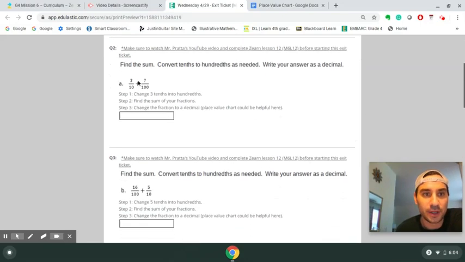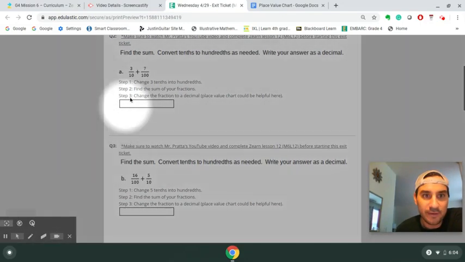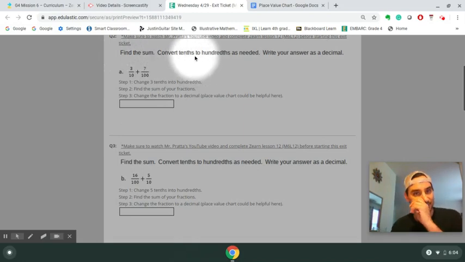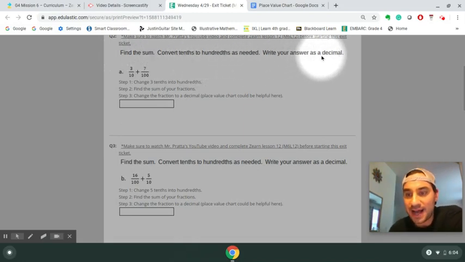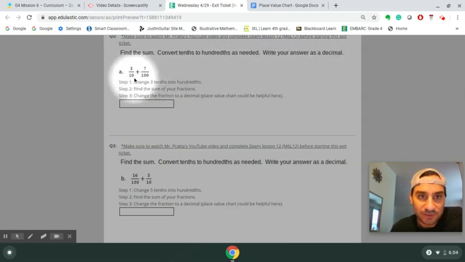For question 2, we are finding the sum. So you want to convert tenths to hundredths as needed. And then you want to always write your answer as a decimal. I'm looking for decimal answers. So we have to start by adding our fractions. Why can't I add these right now? Think about your denominators. Correct. These are different denominators. They are uncommon. I need to find common denominators.